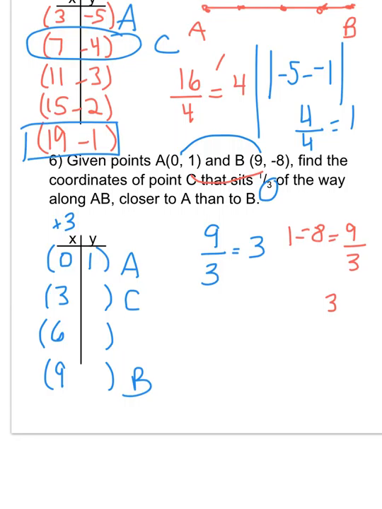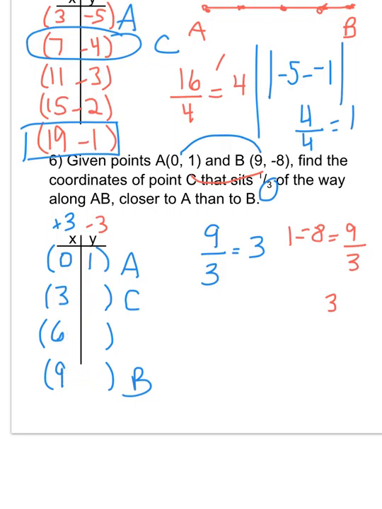But we have to notice something here. The y values go from 1 to negative 8. So we actually have to subtract 3 because we're moving in the negative direction along the y-axis. So to go from a positive to negative, we need to subtract. So we're actually going to be subtracting 3 to each one of our y values. It's going to be 1 minus 3, minus 3, minus 3.